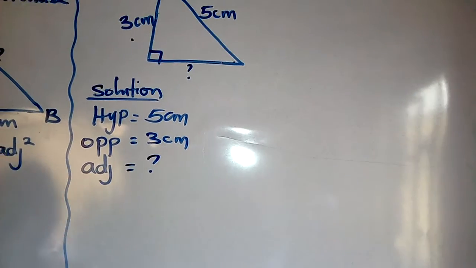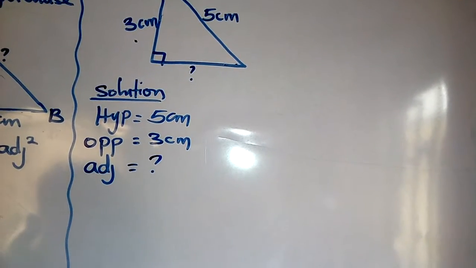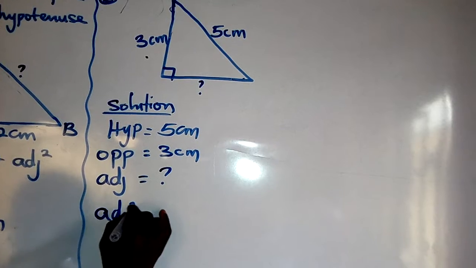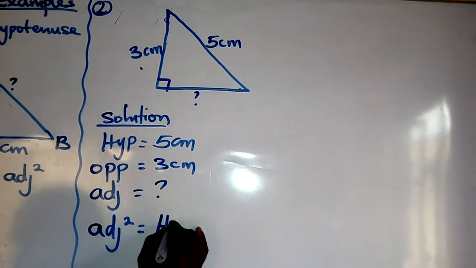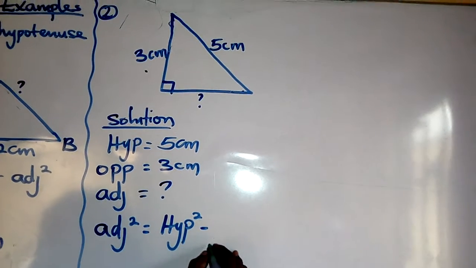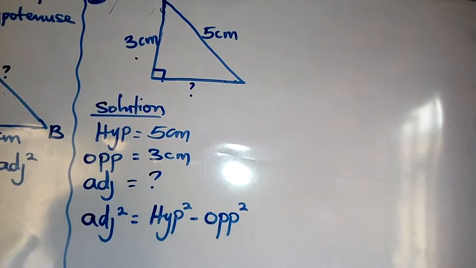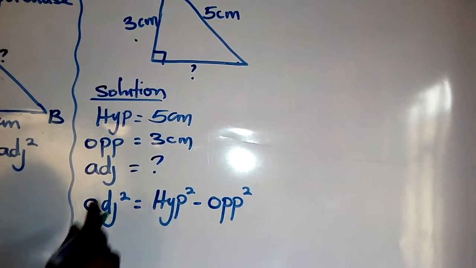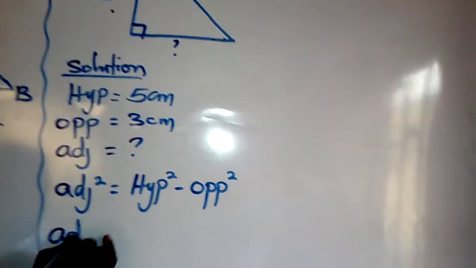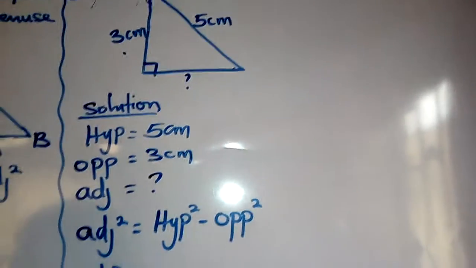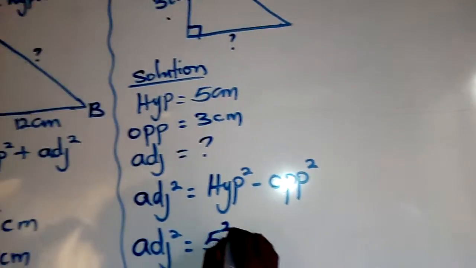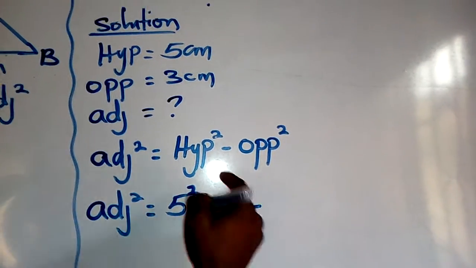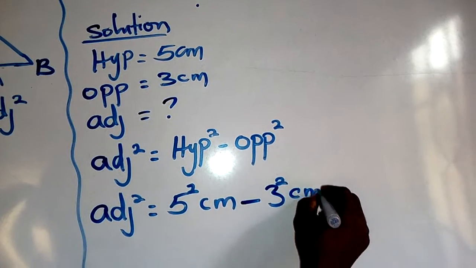So from the formula to calculate the adjacent, we are looking for the adjacent now. The formula states that adjacent square is equal to hypotenuse square minus opposite square. Your adjacent is unknown, so it remains adjacent square. Your hypotenuse is 5 square centimeters, hypotenuse square, 5 square, then minus your opposite. Opposite is 3 square centimeters.